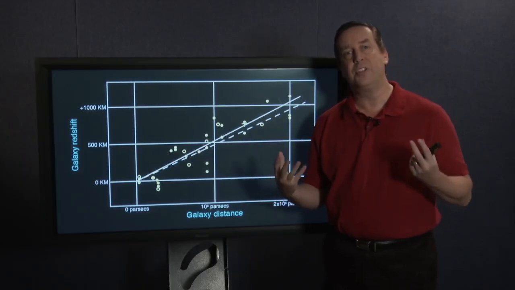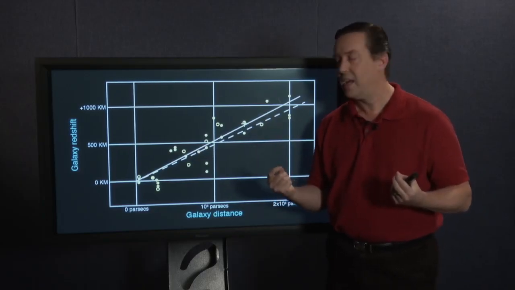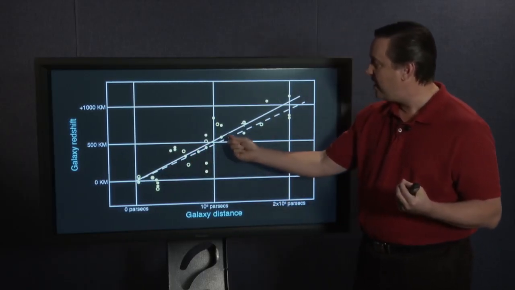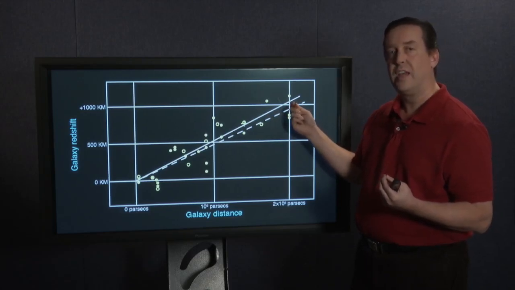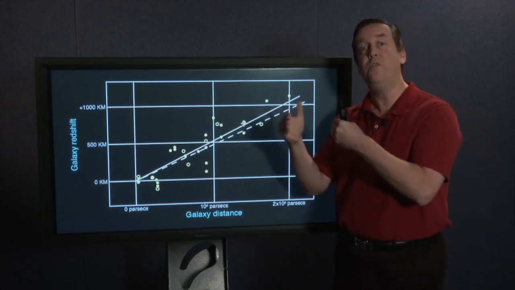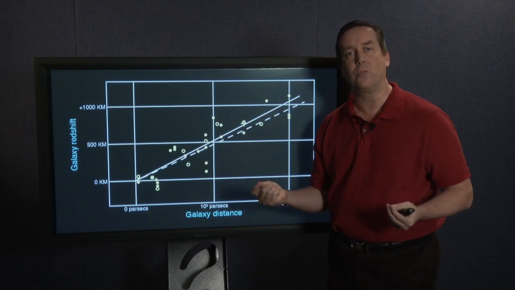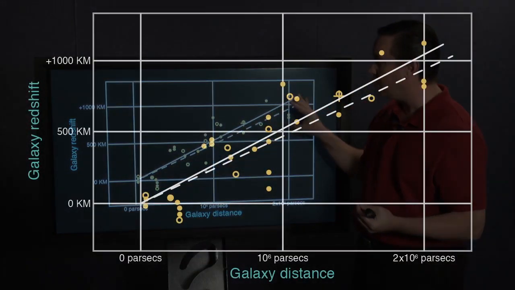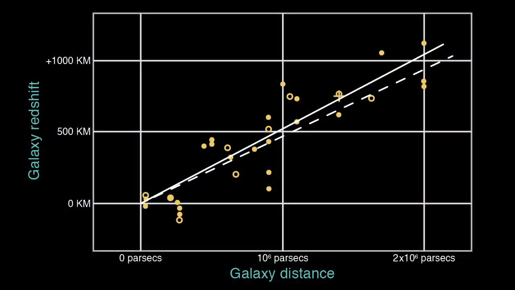And what Edwin Hubble discovered, what was incredibly important, was that as you go further away from us, the galaxies appear to be moving away from us at a faster rate. This is the Hubble law. This is the expansion of the universe. We're seeing that galaxies that are further away from us appear to be moving faster and faster away from us because the universe is expanding.